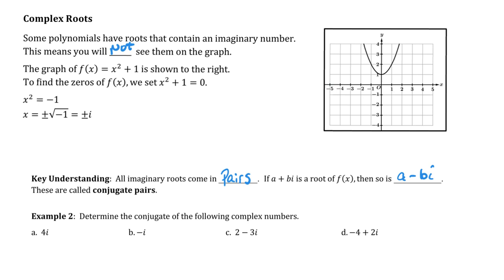All right, so look at example 2. Real easy. What are the conjugates? If I took 4i out of the pool, negative 4i comes along. If I take negative i out of the pool, i comes along. 2 minus 3i has its partner 2 plus 3i. Negative 4 plus 2i, now here's a tricky one. I don't change that negative 4, but I do change that plus to a minus. So negative 4 plus 2i, negative 4 minus 2i comes with it.